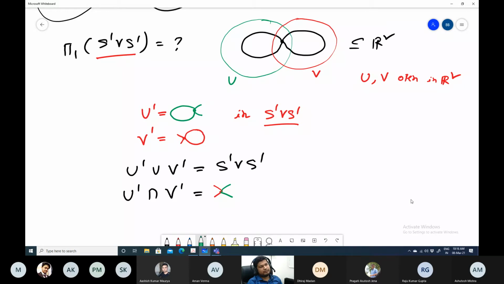Yes, tell me. What is the fundamental group of U dash? What is the fundamental group of V dash? And what is the fundamental group of U dash intersection V dash? What are those?